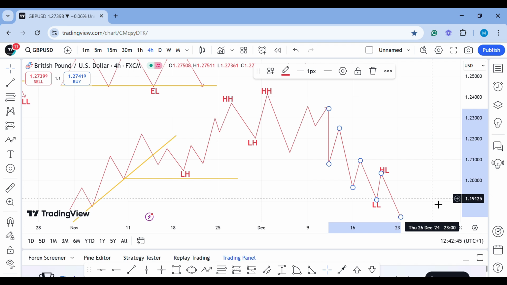Now we are heading to the chart. So let's go to the chart, where we will mark it very well: an uptrend, a downtrend, and identify the change of trend.